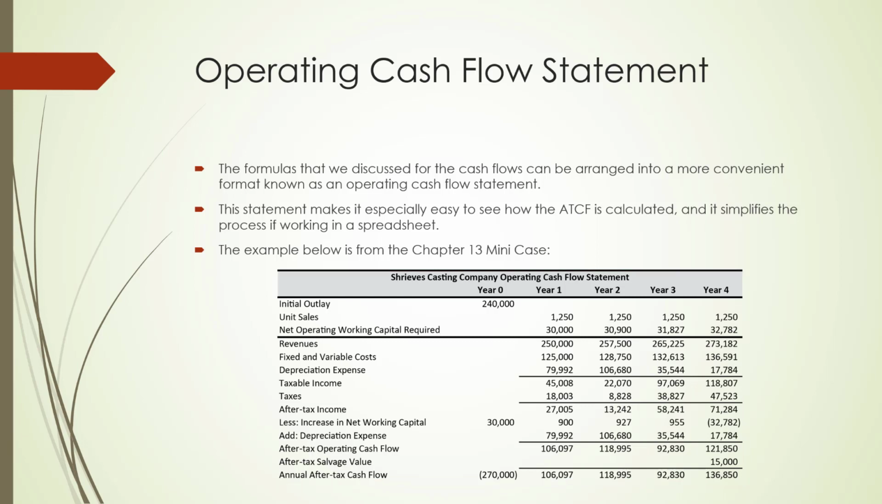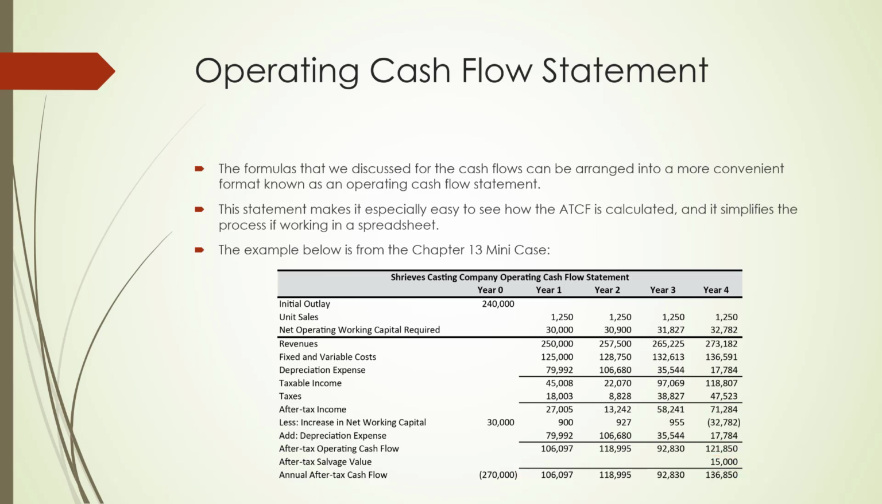This happens to be the cash flows from the mini case. So up at the very top, I have some kind of preliminary information. This is not really a part of the operating cash flow statement, but below that line, starting with revenues, that's our operating cash flow statement. So here, the way that I've laid this out, in addition to the after-tax cash flows, I also have the initial outlay and the terminal cash flow in there.